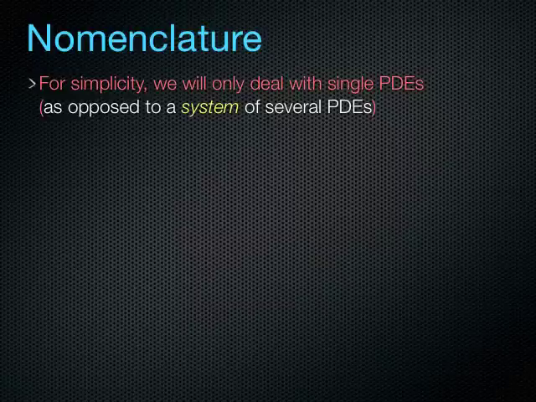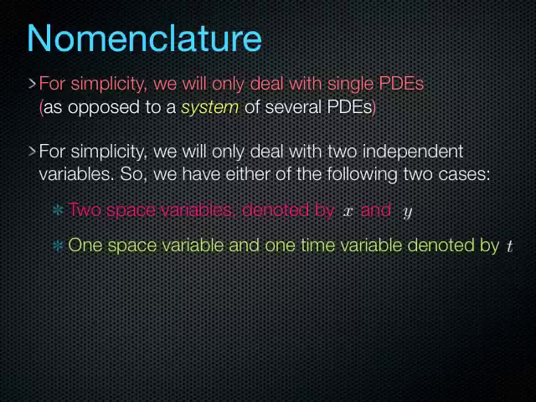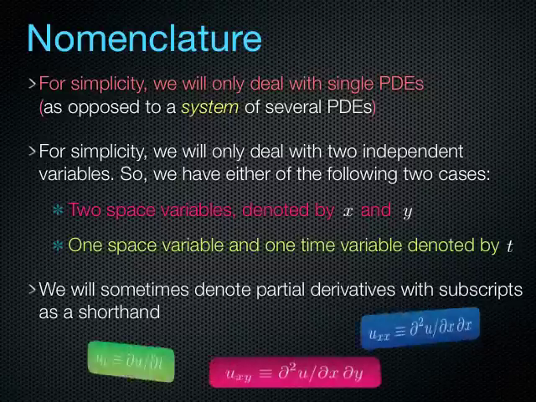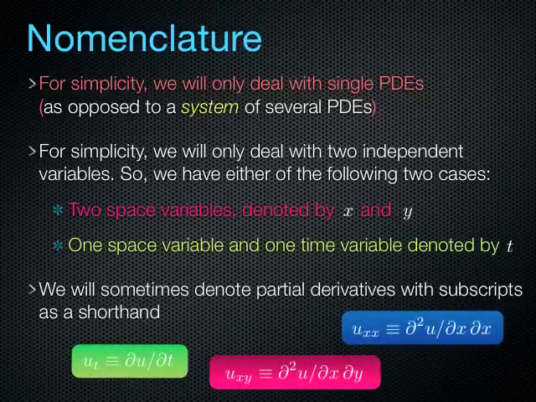Those kinds of things will complicate the solution of the PDEs. In this class, for simplicity, we will only deal with single PDEs as opposed to a system of several PDEs. And also for simplicity, we will only deal with two independent variables. So we're going to have either spatial variables like x and y at the same time, or one space variable such as x and one time variable denoted by t. And we will sometimes denote our partial derivatives with subscripts as a shorthand as follows. So here you see in the green box the partial derivative of u with respect to t, and it is simply denoted as u sub t. Likewise, here's a cross derivative, a second order derivative of u with respect to x and y, and we denote it simply as u sub xy.